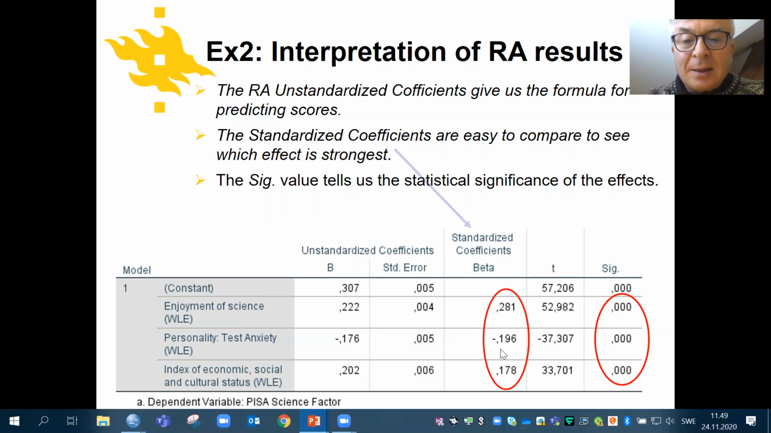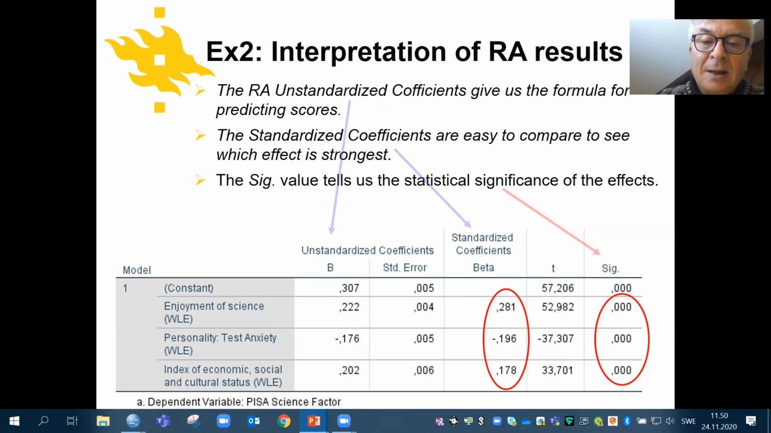And likewise, the effect of the home background is also statistically significant. So you can see here the statistical significance of each of these independent variables in the model, and you can see that each of them is statistically significant. The standardized coefficients are useful here because they are standardized, they are easy to compare.